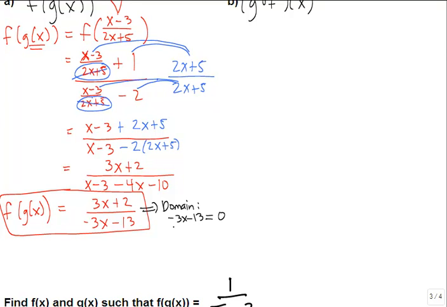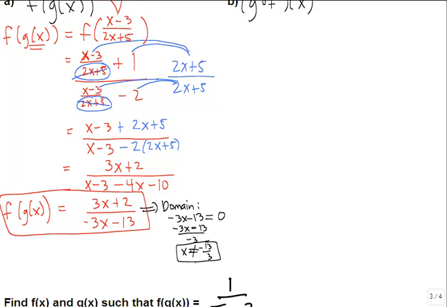So let's go ahead and solve this. I'm going to add 13 to the other side, divide by negative 3, and this gives me x equals negative 13 thirds. Now remember, that's the bad point. If x is equal to negative 13 thirds, then I will end up dividing by 0. So we want our domain to be everything but negative 13 thirds. And the easy way to do that is to just use that not equal to symbol. So the domain of this formula is everything except negative 13 thirds.